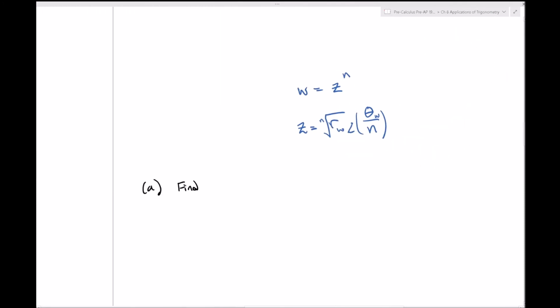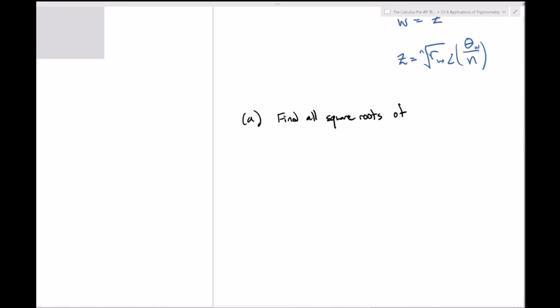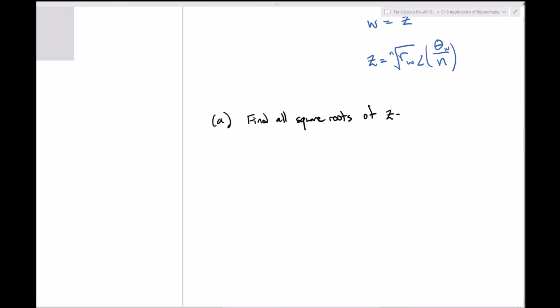Find all square roots of, you know what, I want to make that part C. I'm going to do 2 of them. So let's do an easy one. Z equals, let's say, 64. So 64, I like 64. So find all the square roots of 64.